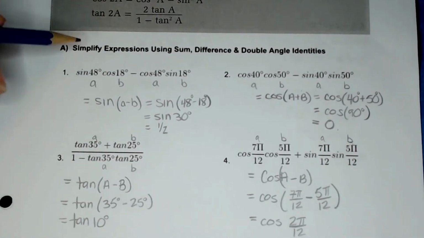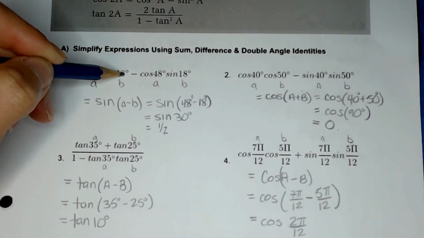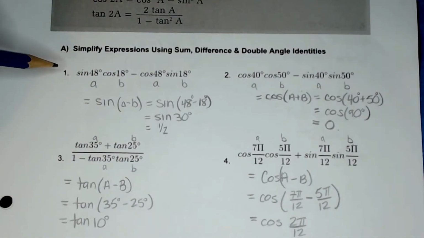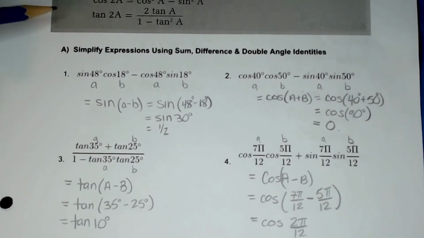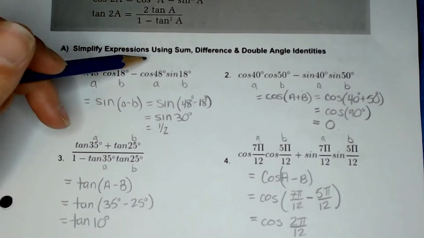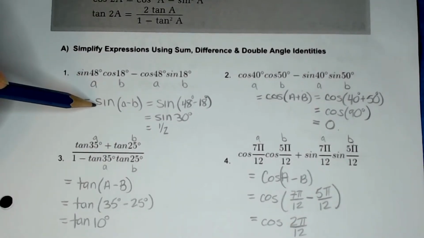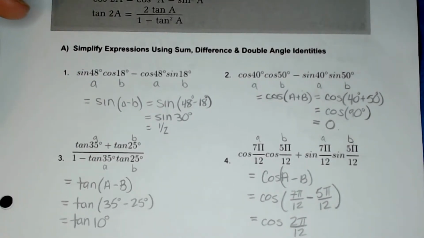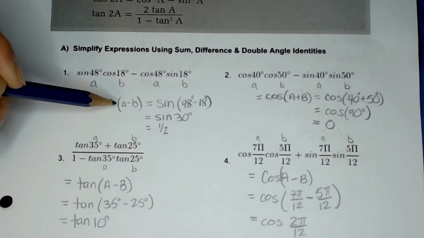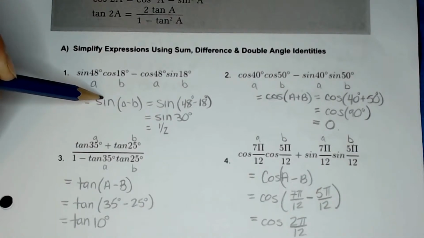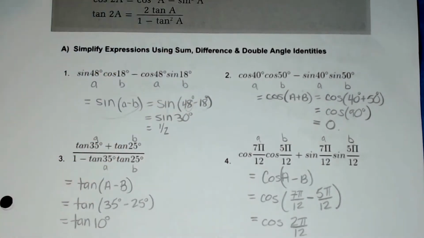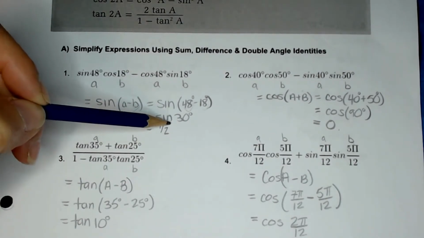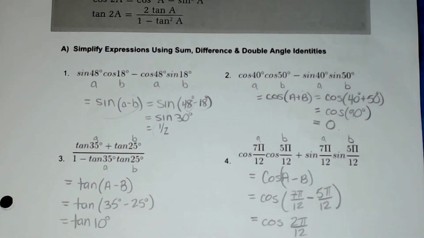Now, the first question, we have sine 48 cos 18 minus cos 48 sine 18. Notice that I've gone through and just labeled to signal to myself where A and B lie. So A, B, A, B. Now, if you compare this question to the angle difference identities at the top, you'll see that this is equivalent to sine A minus B. So once you have this statement, you just fill in the brackets: sine, put the value of A, put the value of B, and subtract them. This whole thing simplifies down to sine of 30, which on your unit circle is 1/2, or the y coordinate.